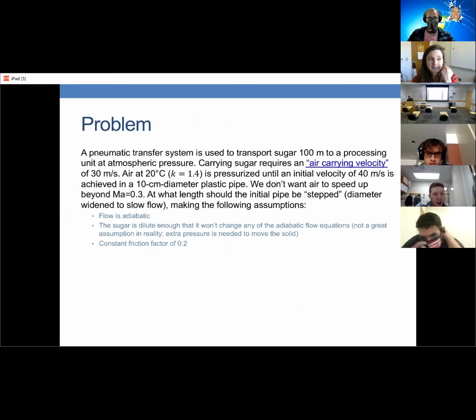So we're going to do a problem about this. We're going to take sugar, and I looked up on Engineering Toolbox the carrying velocity of sugar, and found it was 30 meters per second. So let's assume we want an initial velocity of 40 meters per second. We're going to assume that we can use adiabatic flow, and we can use those same equations we found. This is not a great assumption because in actual life, you need some more pressure to carry the solids along. So that's going to create a bigger pressure drop, but we're just going to take this as a rough estimate for educational purposes.